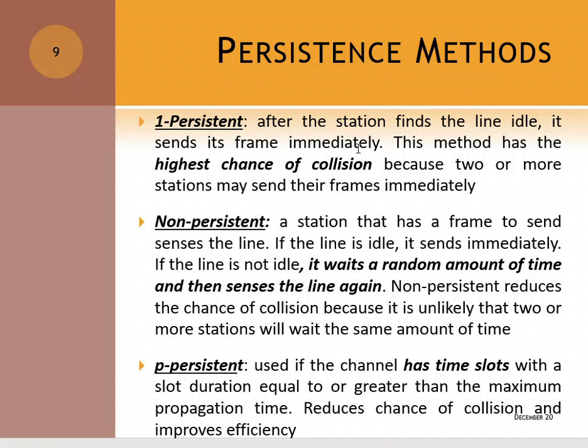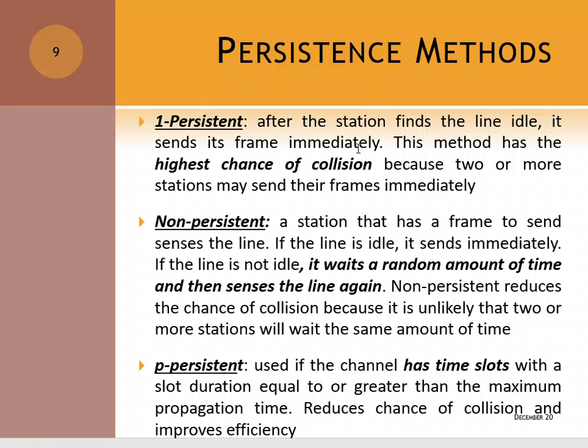Okay, next is non-persistent. A station that has a frame to send senses the line. If the line is idle, it sends immediately. If the line is not idle, macam saya kata tadi, it waits a random amount of time and senses the line again. Okay, non-persistent reduces the chance of collision because it is unlikely that two or more stations will wait the same amount of time.